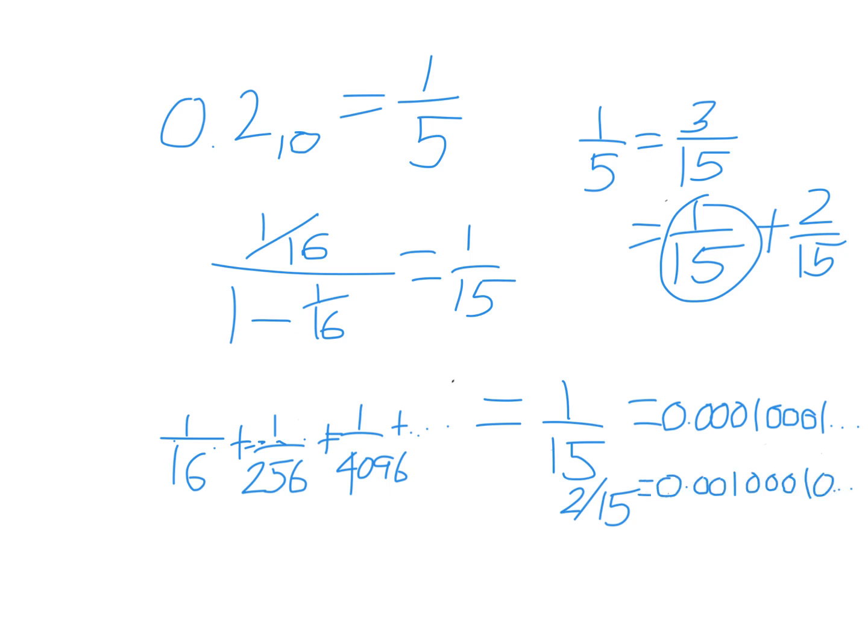So 1 over 5 is 1 over 15 plus 2 over 15. So we can just add together these two. So 0 plus 0 for the first couple of columns, and then the third one is 0 plus 1, and so on, like this. So what we can see is it's 0.0011, 0011, and so on. So in binary, 1 over 5 is going to be written like this as a recurring decimal.